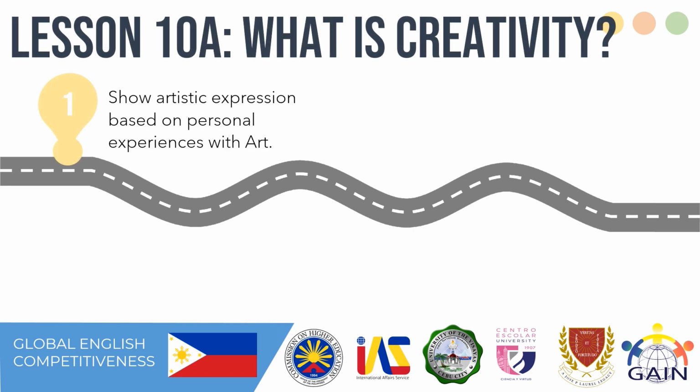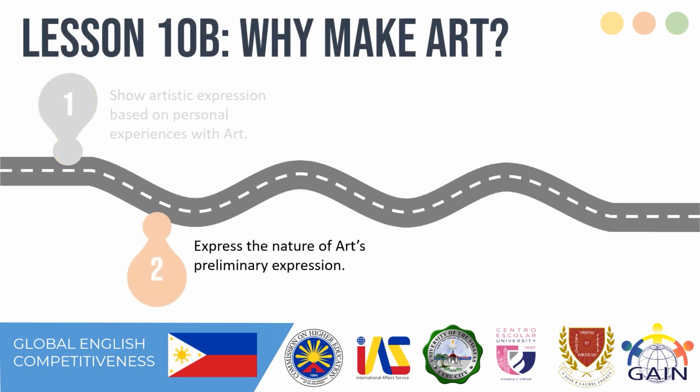As you can remember, we have already covered our first can-do objective in the previous lesson, where you showed artistic expression based on personal experiences with art. Without further ado, let's proceed to our second can-do objective, to express the nature of art's preliminary expression.